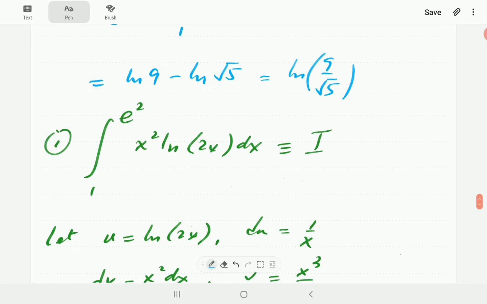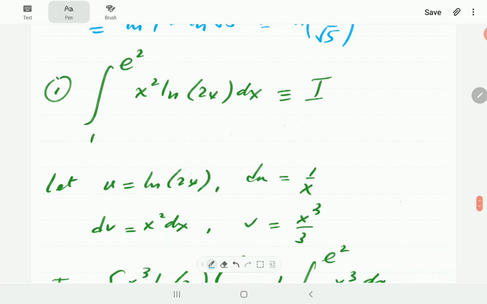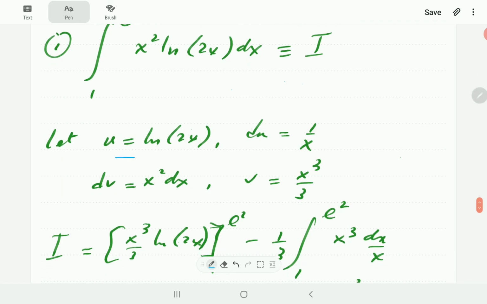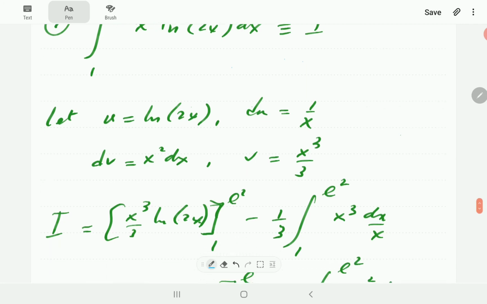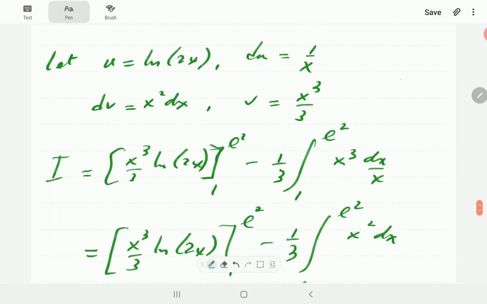And then for the next one, which is i, we've got a polynomial times a natural log. So we use integration by parts. We let u be equal to ln 2x, and this is going to be du. And then if dv is x squared dx, then v is x cubed over 3. Here we differentiate, here we integrate, and then we plug into the formula, which is uv minus the integral of v du.